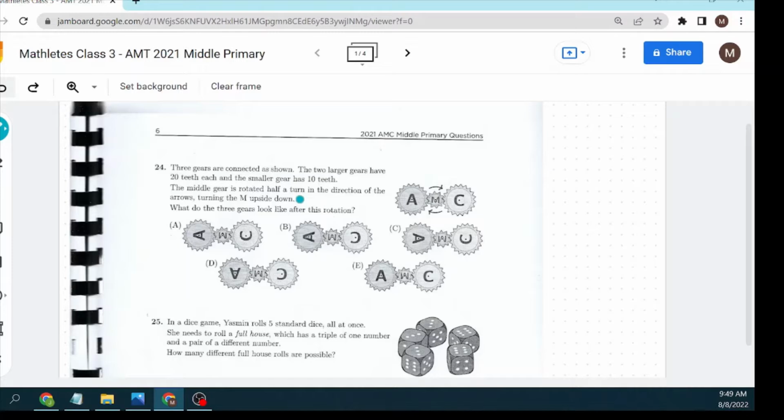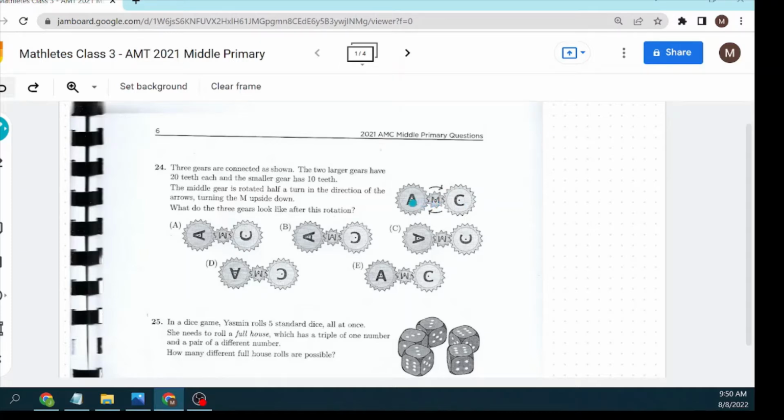Alright, turning the M upside down. So what we see here, the arrows are for the clockwise rotation. That would shift M towards downwards and it would be upside down. So the question they're asking is, what do the 3 gears look like after this rotation? Remember that M has 10 teeth. If it is upside down, it is moving 5 teeth, right? So all the options here have the M upside down. All right, so these are the 5 teeth.